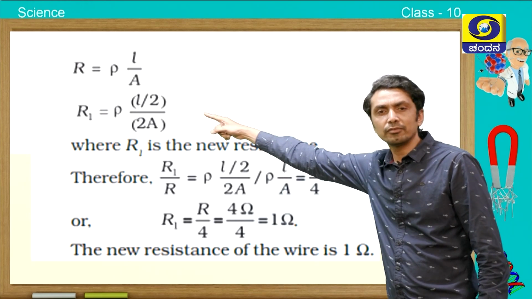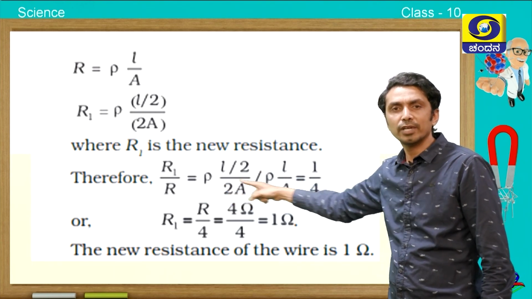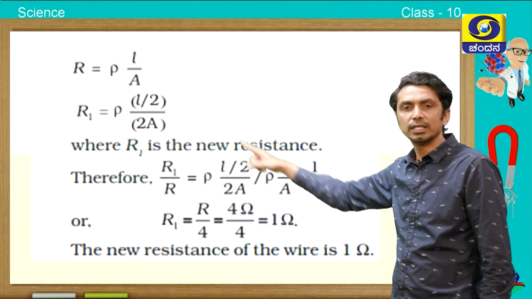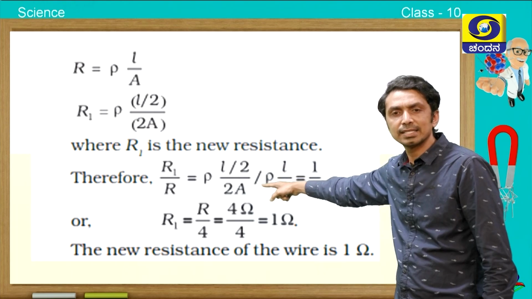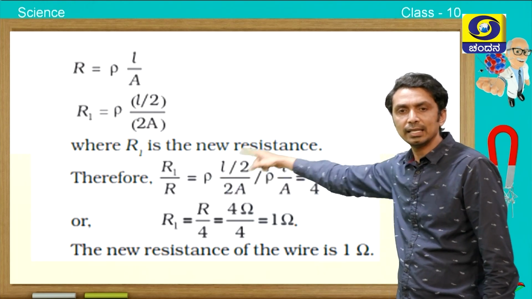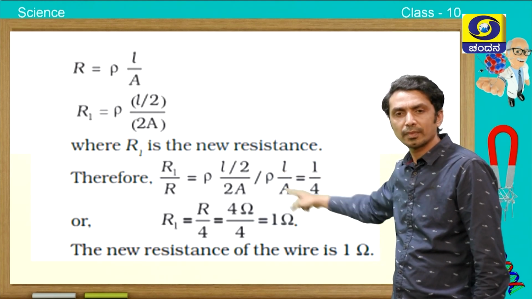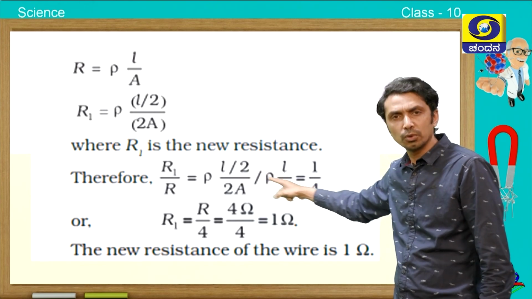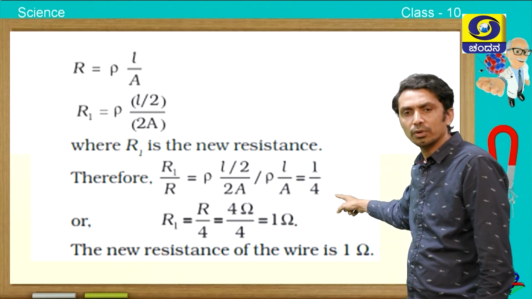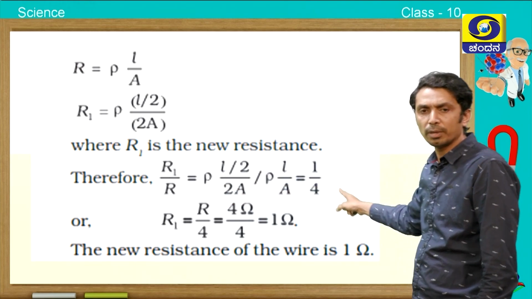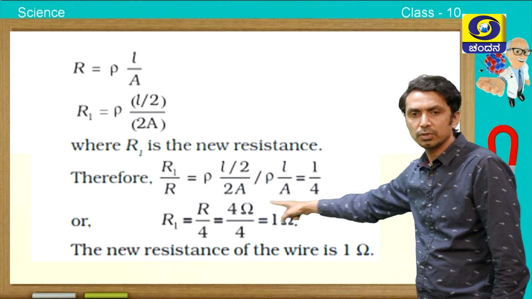That means here we have noted down R1 value rho L by 2 by 2A, and below that we have noted down the value of R, that is rho L by A. Now here we can cancel rho and L as well as A to get the value equal to 1 by 4. As you can see, numerator and denominator both have rho L and A, so both get cancelled to get 1 by 4. So R1 by R is equal to 1 by 4. So R1 we will write down, and R we will cross multiply, giving R by 4.